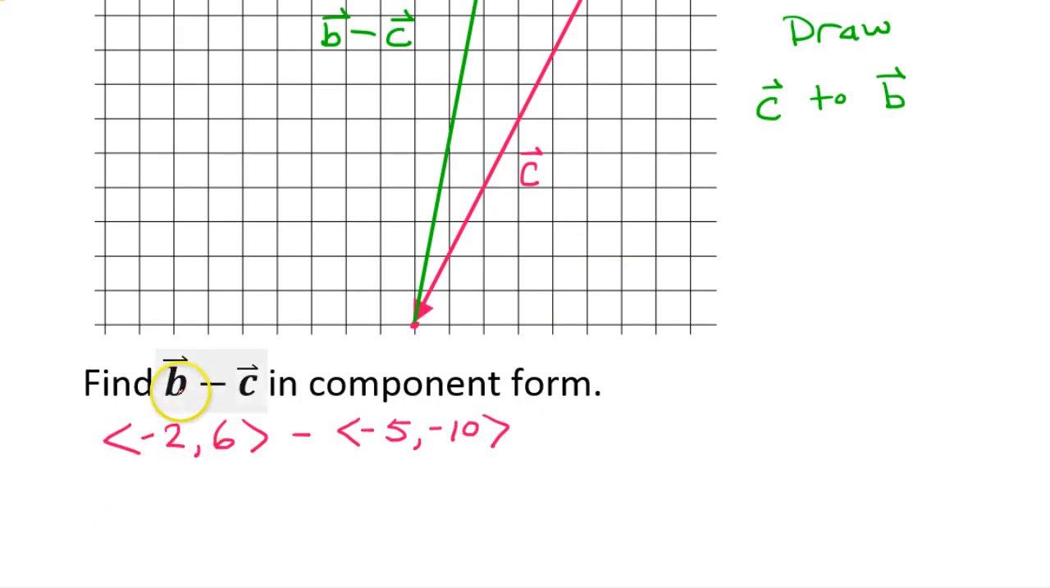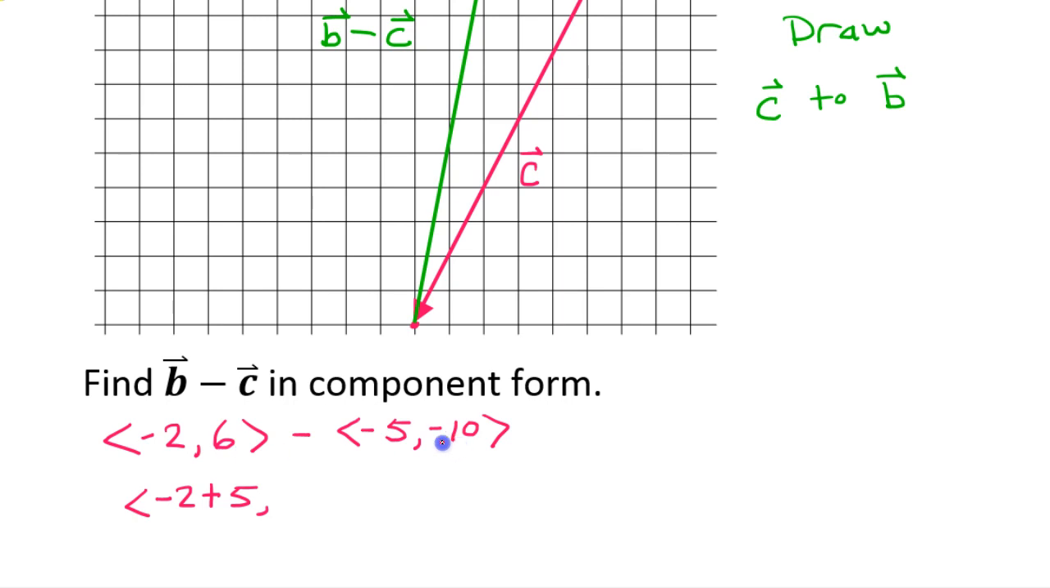Next, we're supposed to find b minus c in component form. Now, here is vector b minus vector c in component form. All we have to really do is subtract the corresponding components. So, if I do -2 minus -5, first of all, understand that that's the same thing as -2 plus 5, right? Minus a negative is addition.